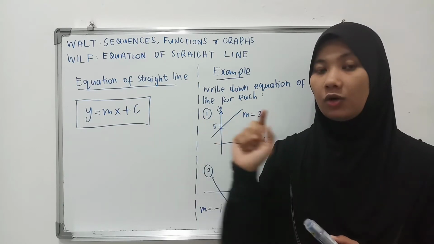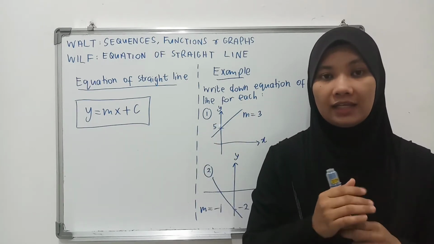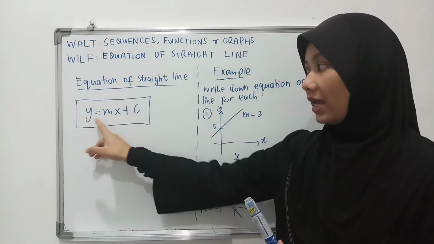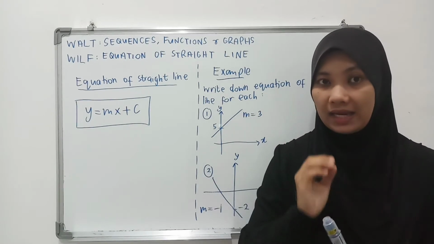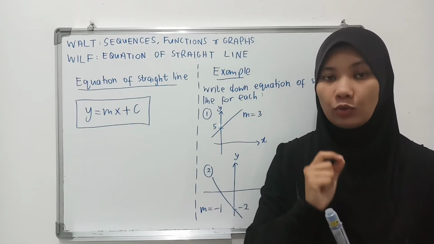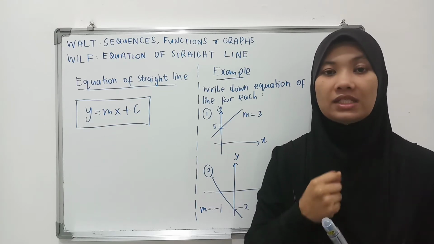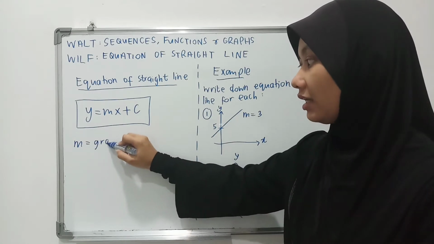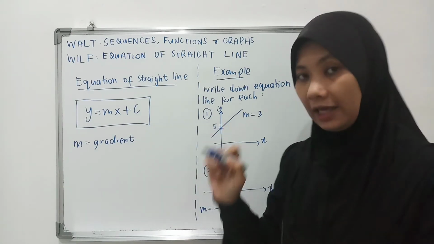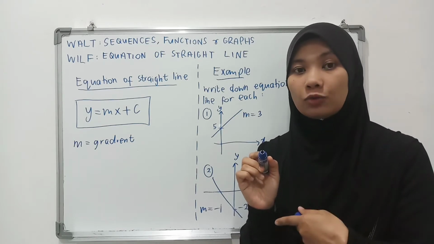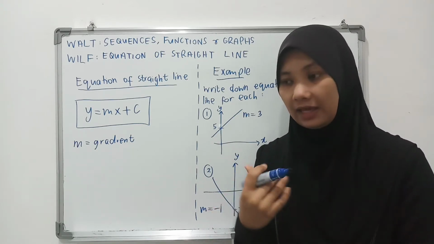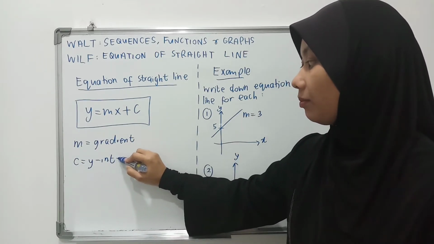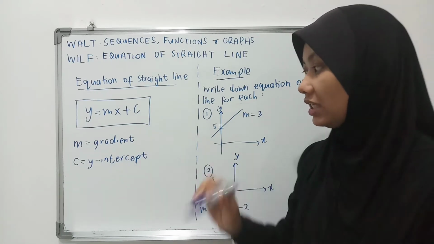Equation of straight line. When you want to give the equation of straight line, you need to key in the value of m and the value of c. Y and x is just y and x. They remain y and x. But you need to give the value of m and the value of c. So what is m? M is simply the gradient. We have learned how to calculate gradient in the previous lesson. And then what is your c? So c is just your y-intercept.